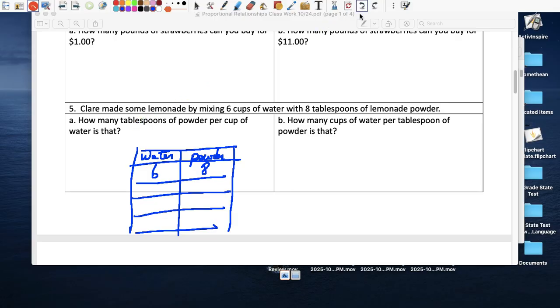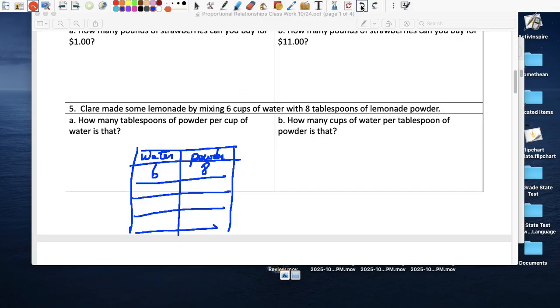So the first question is saying how many tablespoons of powder. So if this was a 1, how much water would I have? And the second one says how many cups of water per tablespoon of powder. Okay, how many tablespoons of powder per cup of water? And how many cups of water per tablespoon?